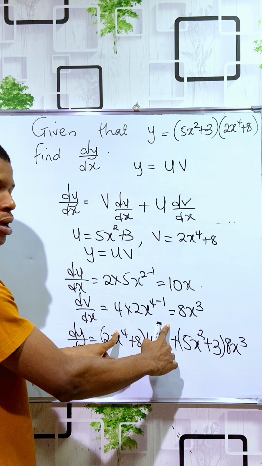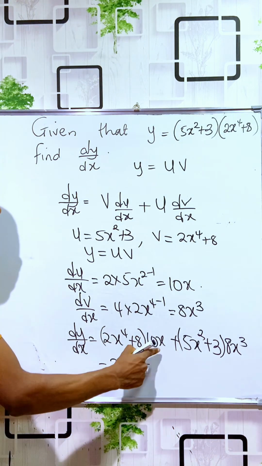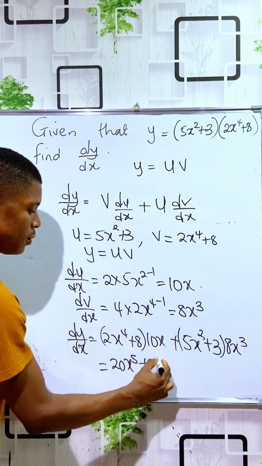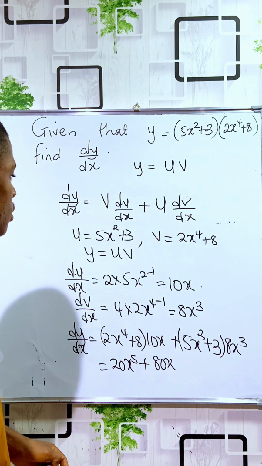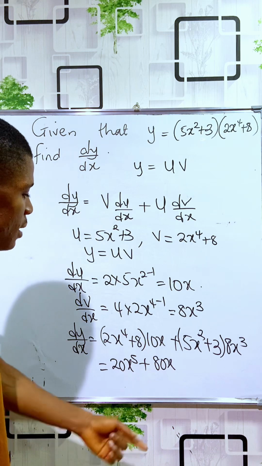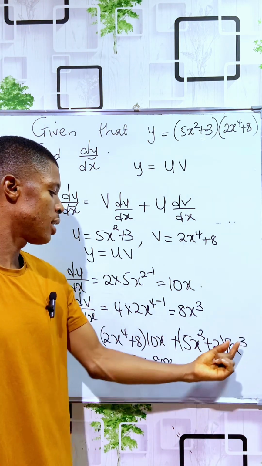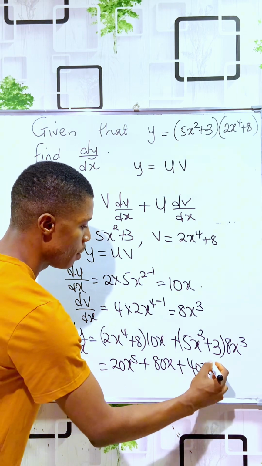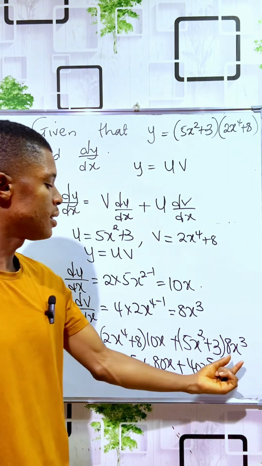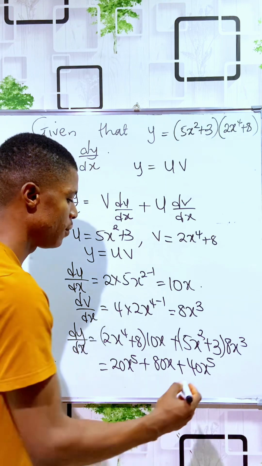So to multiply, 10x times 2x power 4 will give you 20x power 5, as you add the powers. Then plus 10x times 8 will give you 80x. Then 8x power 3 times 5x squared will give you plus 40x power 5.